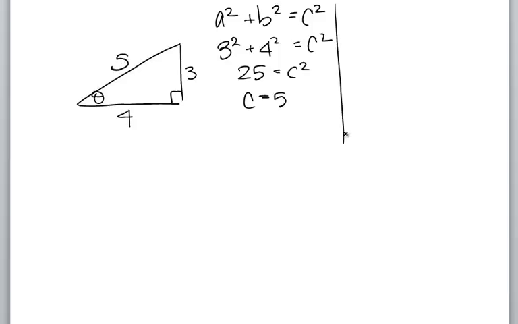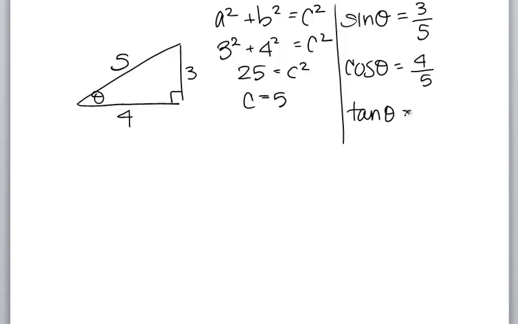Now what we also learned in the last chapter was SOHCAHTOA, or trig ratios. So notice here that I'm going to take sine of theta, and sine of theta is opposite over hypotenuse. In this case, it's 3/5. Cosine of theta, that's adjacent over hypotenuse. In this case, it's 4/5. And then I have tangent of theta, which is opposite over adjacent. So that's 3/4.